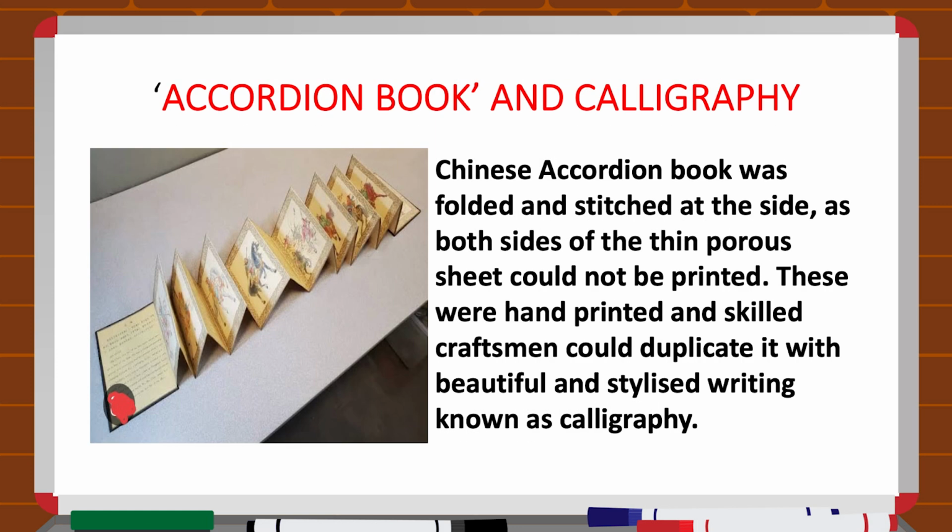Chinese accordion books were folded and stitched at the side, as both sides of the thin porous sheets could not be printed. These were hand printed, and skilled craftsmen could duplicate them with beautiful and stylized writing known as calligraphy. Now I would like to show you an example of how the accordion books look. Students, you can also make your own accordion book, and you can also make cards in this manner. And here is handwriting which we call calligraphy.